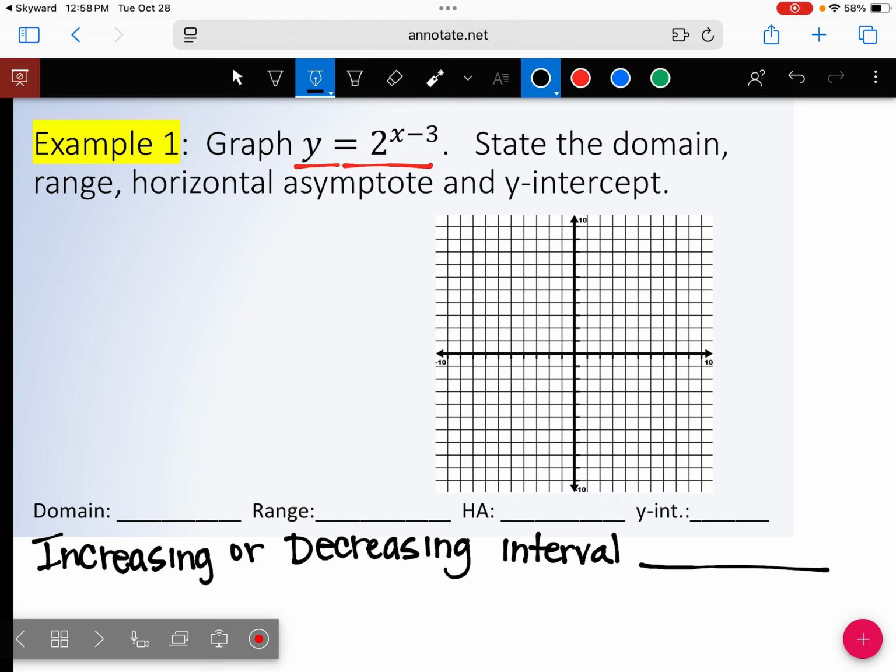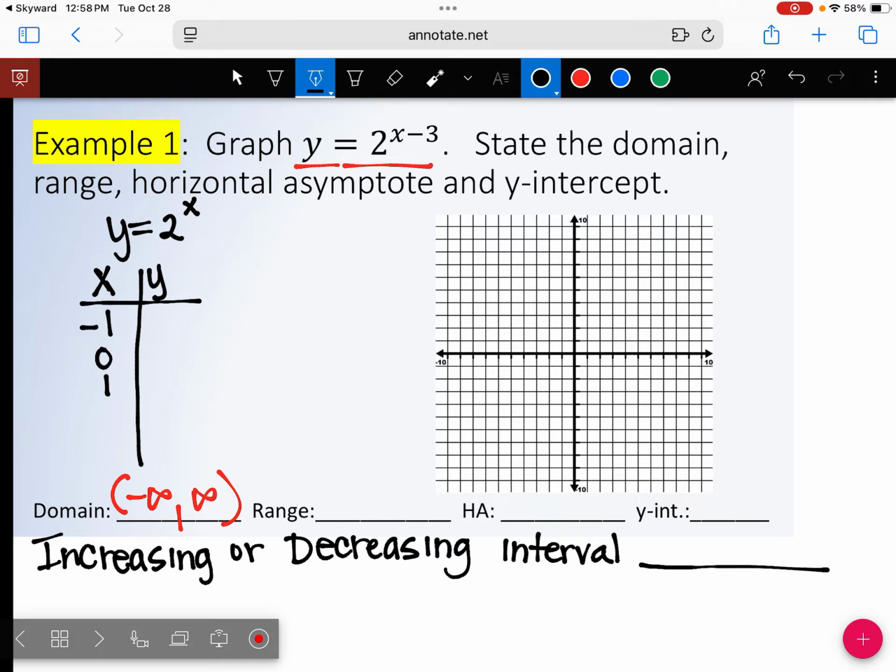All right, so we know our domain. We can fill that in right away. Let's go ahead and fill that in because that's going to always be the case. Okay, so we're going to start off with y equals 2 to the power of x. That's my base. That's the parent table, I should say. So I'm going to go ahead and you choose your x value. So I'm going to pick -1 to 3.